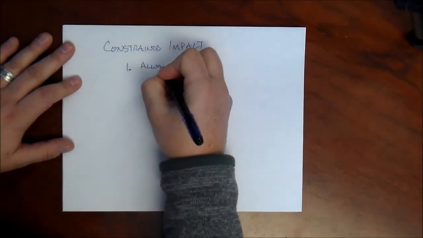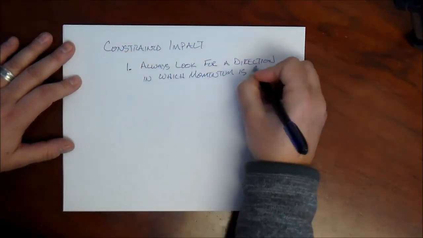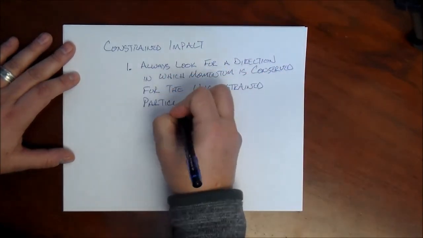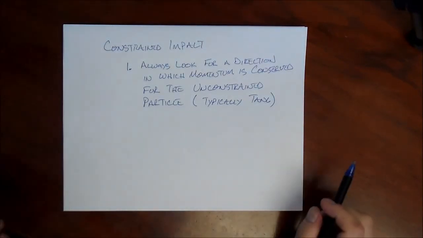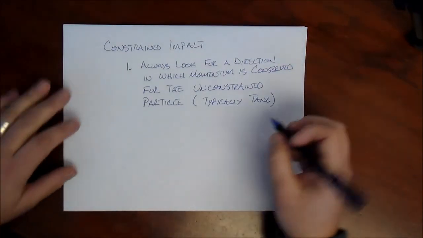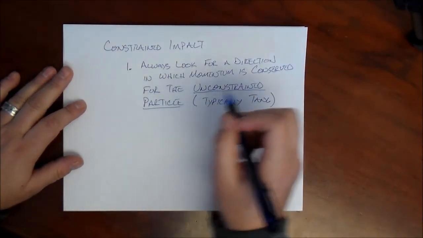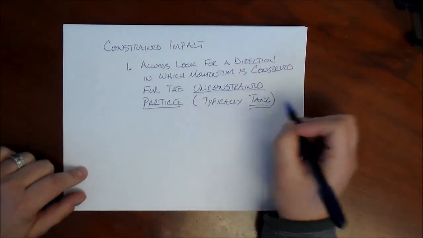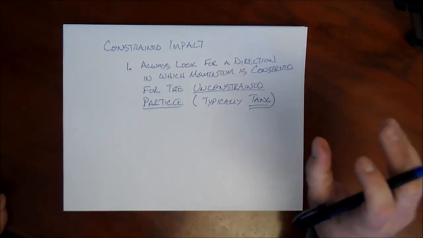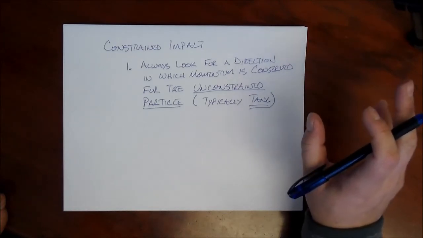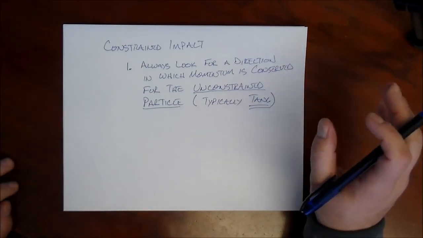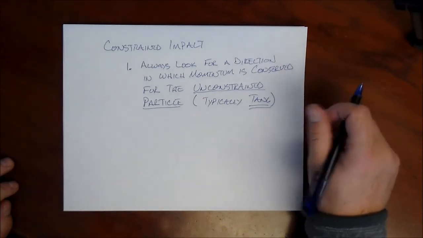So in general, for these constrained impact problems, when you're solving these problems, first you look at the unconstrained particle and you find the direction for which momentum is conserved. That's always going to be the tangential direction, right? So for the unconstrained particle, tangential to the line of impact, right, perpendicular to the line of impact, the momentum will be conserved. So you can find that component of velocity.